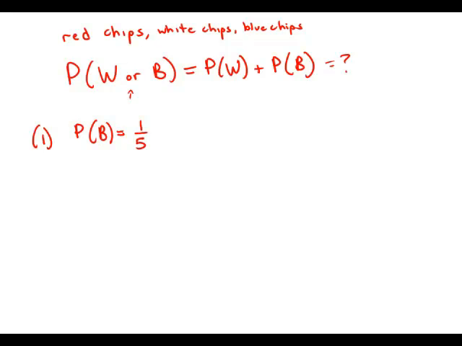Well, that's a step in the right direction. We have one of the two pieces, but because we don't know the probability of picking a white piece, this statement by itself is not sufficient.